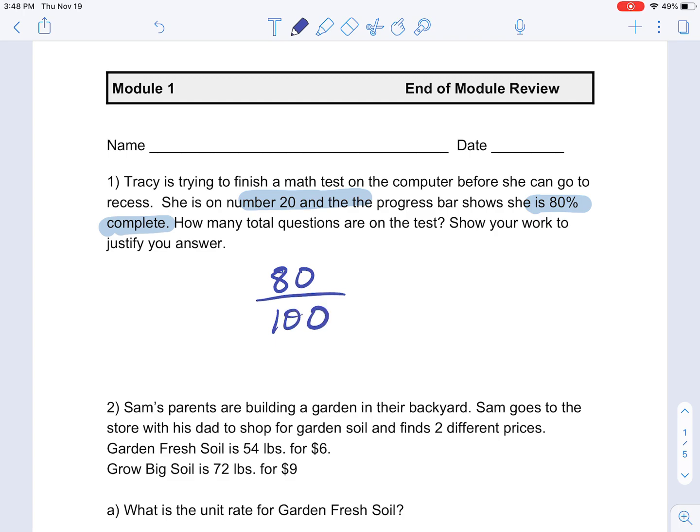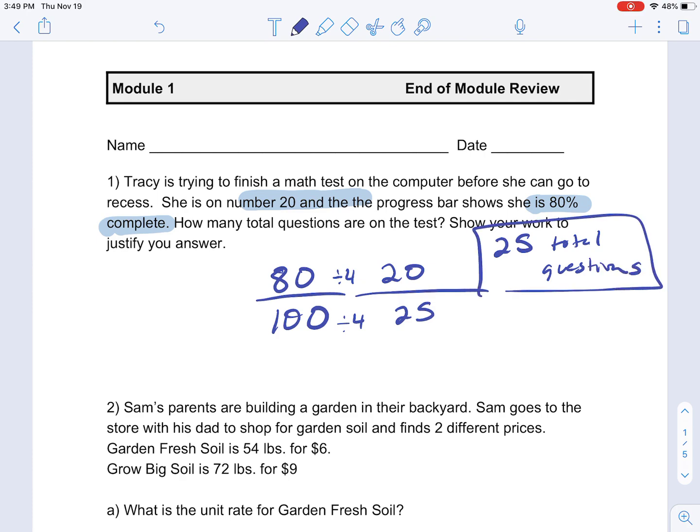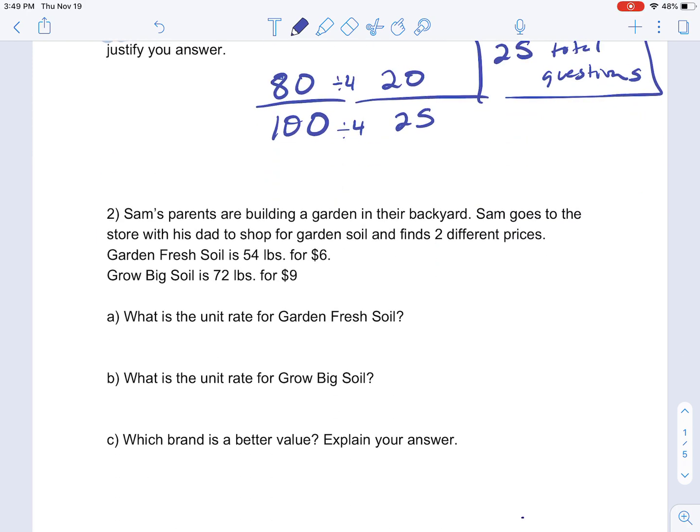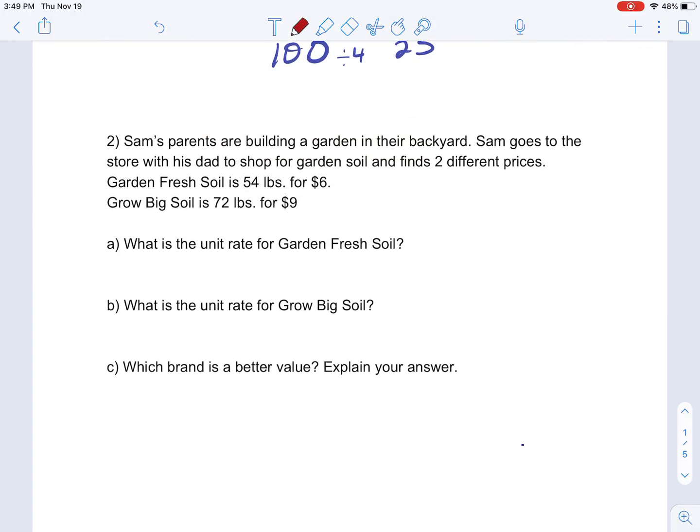80% as a fraction is 80 over 100. That 80% represents 20 problems. Okay, what are we doing to 80 to get 20? We are dividing by 4. So we have to divide 100 by 4, which gives us 25. So there are 25 total questions on our test. That is our answer.